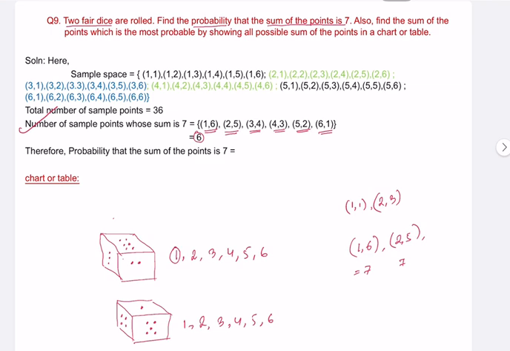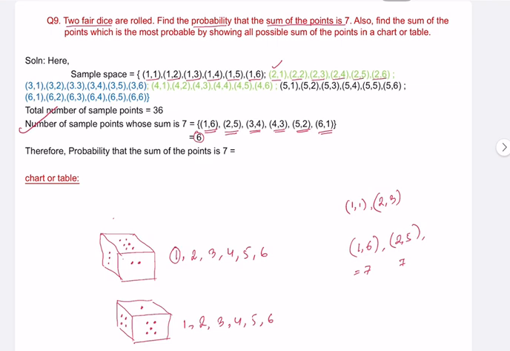So it means that 1 can combine with 6 of the points in the other die. So you have 1 and 1 combined, 1 and 2, 1 and 3, 1 and 4, 1 and 5, 1 and 6 combined. Suppose we get 2 in one die. Then in another die, the possible outcomes would be 1, 2, 3, 4, 5, 6 in the same way. So it will be 2 and 1, 2 and 2, 2 and 3, 2 and 4, 2 and 5, 2 and 6.